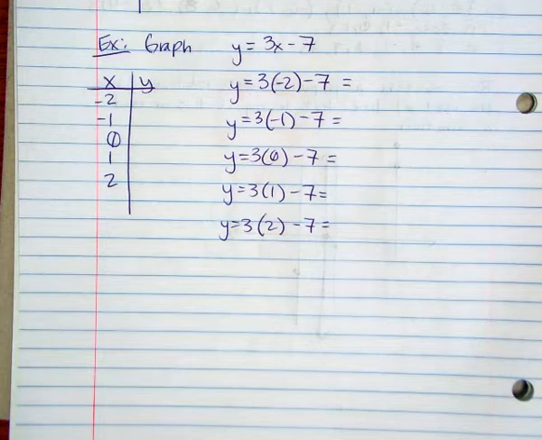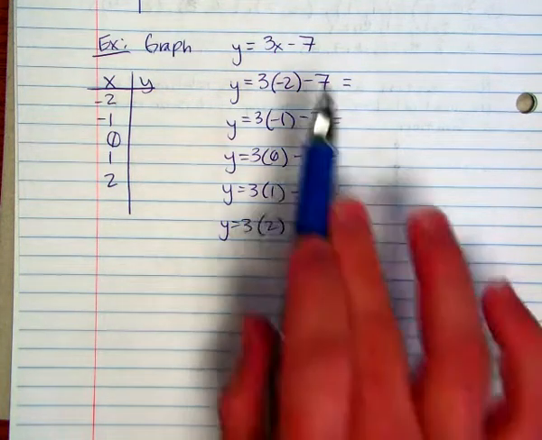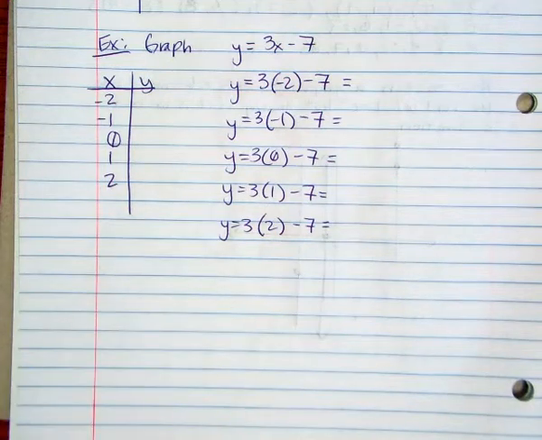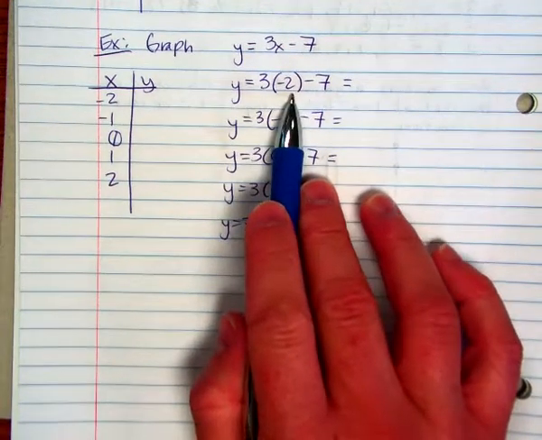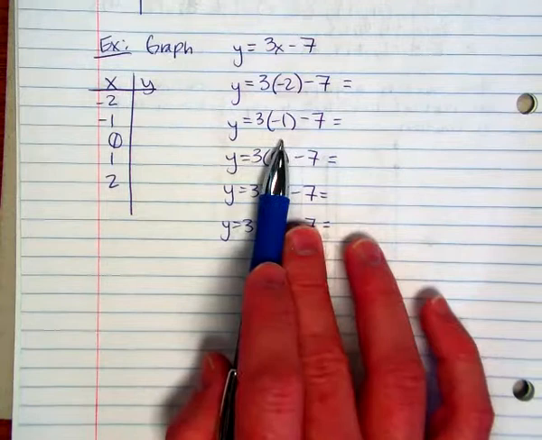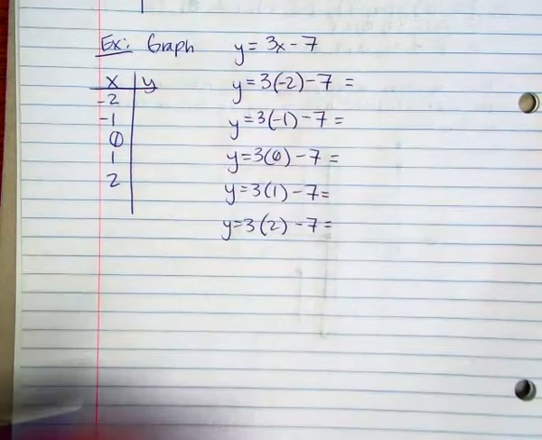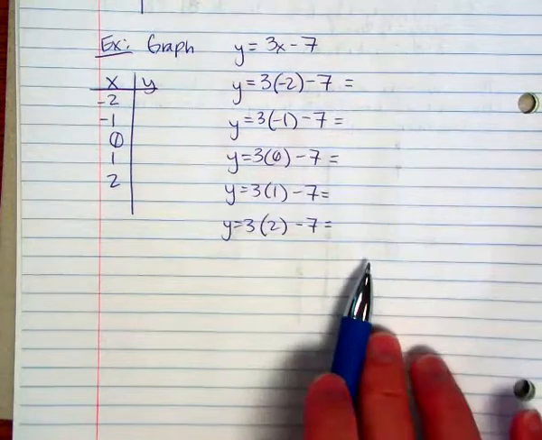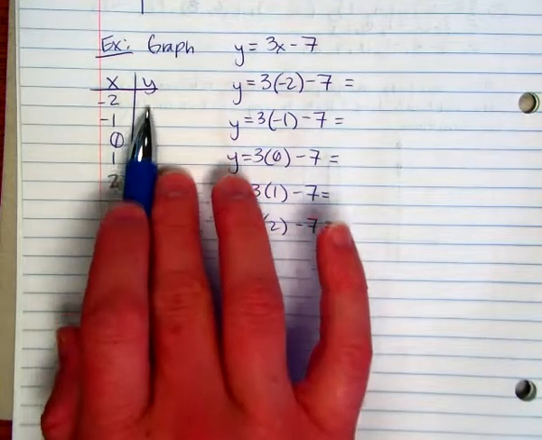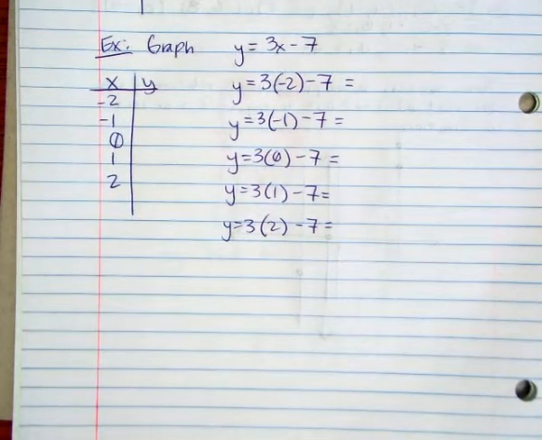So what I would like you to do at this point is go ahead and calculate each one of the numbers that are supposed to be in here. So 3 times negative 2 minus 7. 3 times negative 1 minus 7. 3 times 0 minus 7. Do each of the 5 numbers. The answers that you get will go down the y column. So go ahead and do that now.